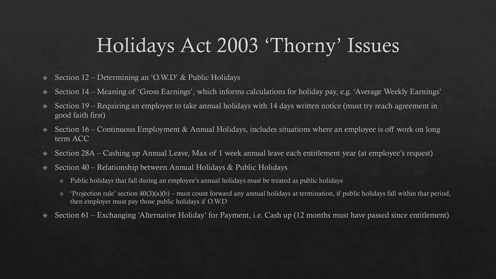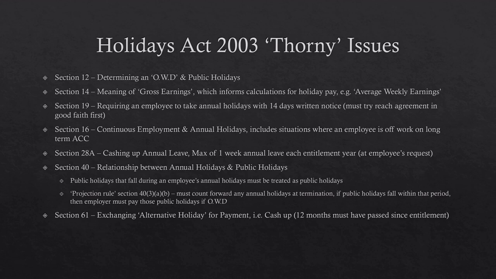The projection rule, as I call it, under section 40 of the Holidays Act, applies where an employee has annual leave entitlement, so annual leave that has arisen after a year or more continuous employment. They have that available at termination, and what it says is you've got to count forward how much annual leave entitlement the employee has, as though they have taken the leave immediately after termination. If any public holidays fall in that subsequent period, despite their employment ending, those public holidays must still be paid.